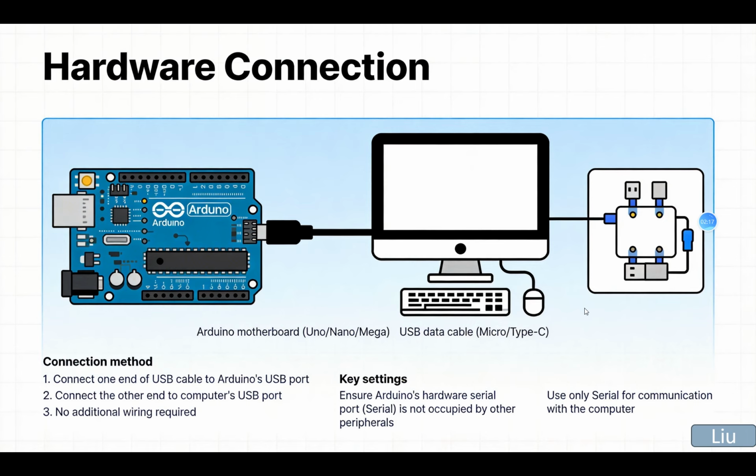So you can see the hardware connection is very easy. Just need Arduino R3 and the GPS sensor, it's okay, and a USB data cable. The connection method is very simple. Just use a USB cable to connect to the Arduino USB port.